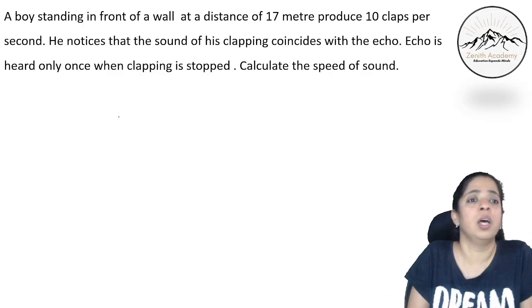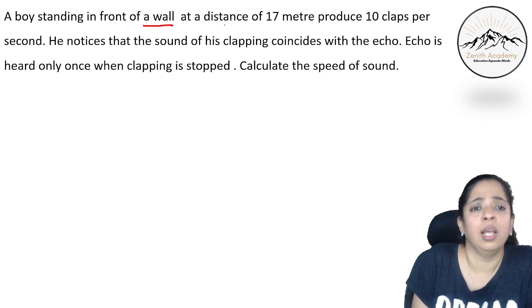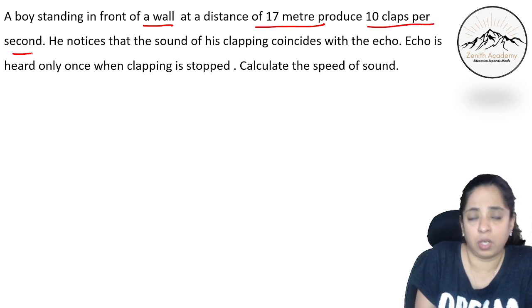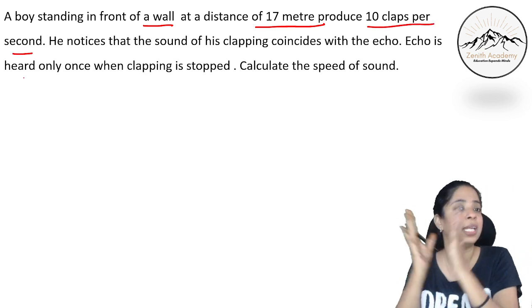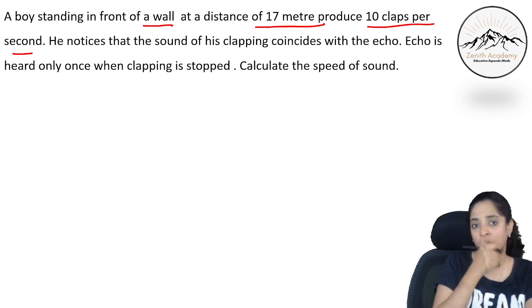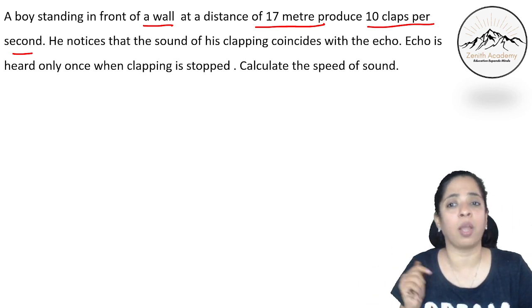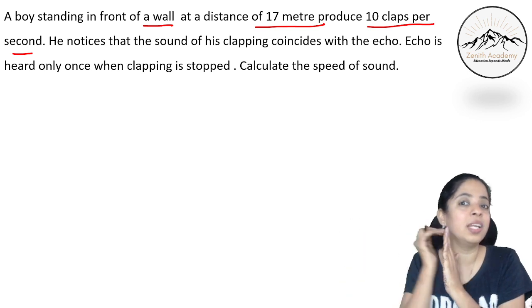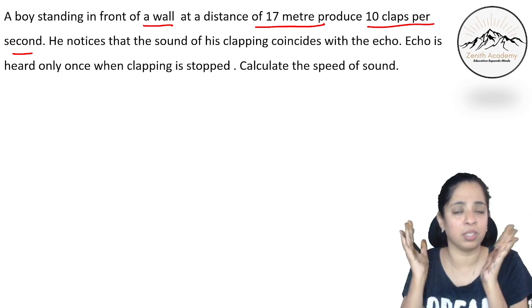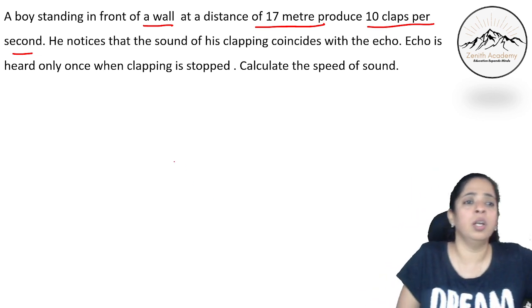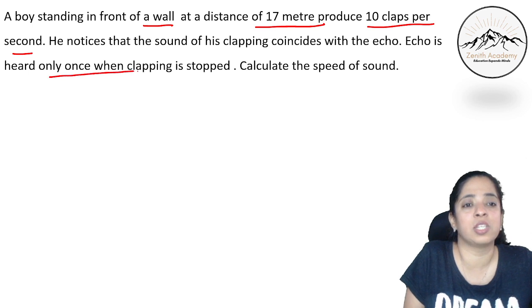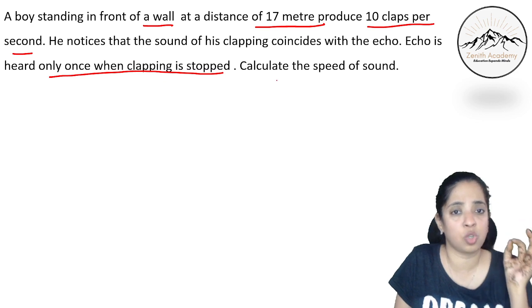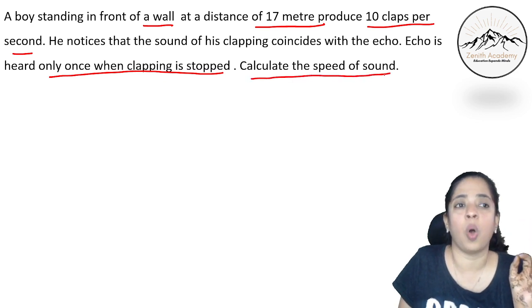The first question is, a boy standing in front of a wall at a distance of 17 meter produces 10 claps per second. In 1 second he is producing 10 claps. He notices that the sound of his clapping coincides with the echo. When the echo is coming, at that time another clap sound is coming. Echo is heard only once when the clapping is stopped. Calculate the speed of the sound.